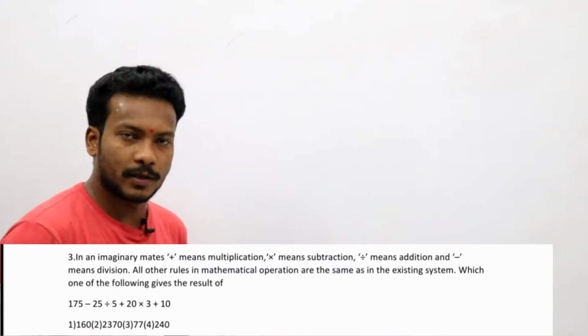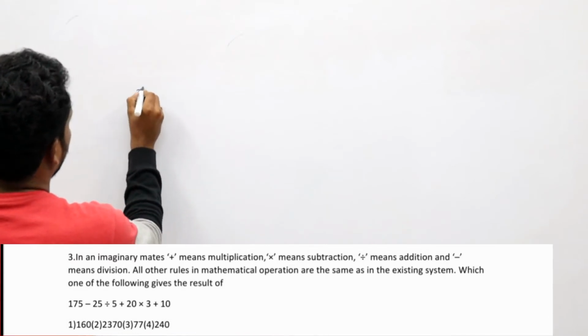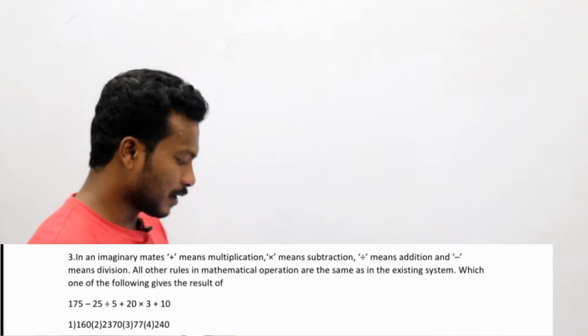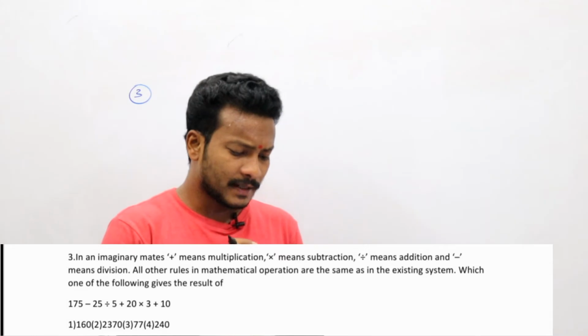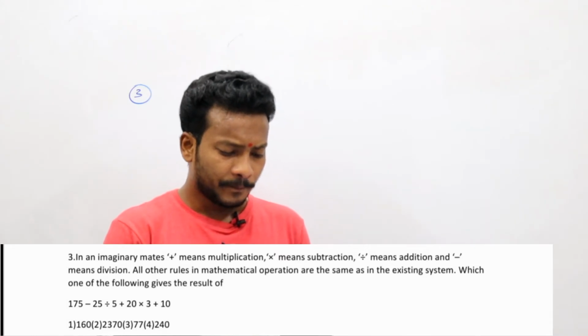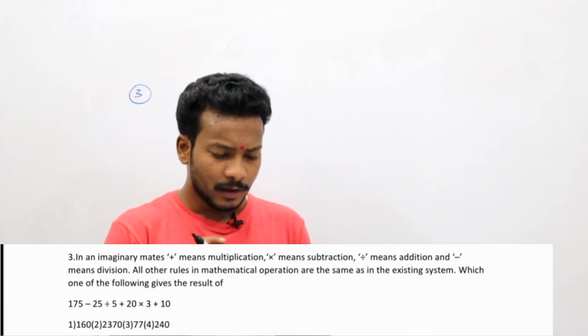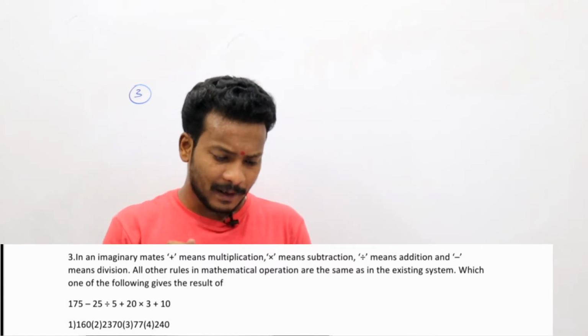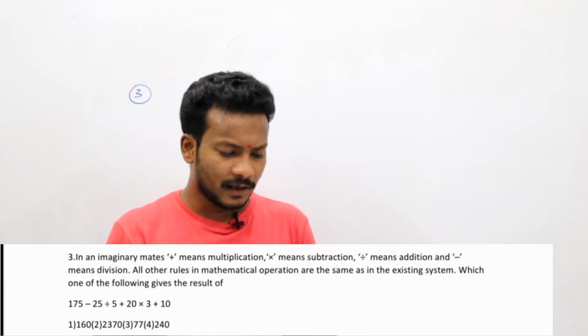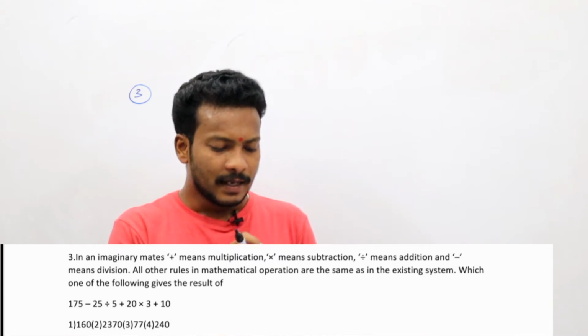Next, third question. Okay, what is the third question? If an imaginary mates plus means into, into means subtraction, all the other rules in mathematical operations are same as the existing. Which one of the following gives the result of?